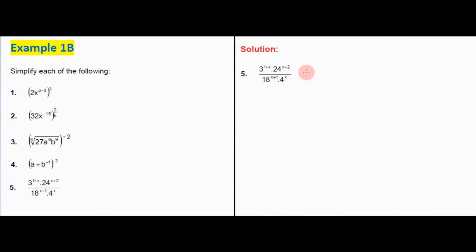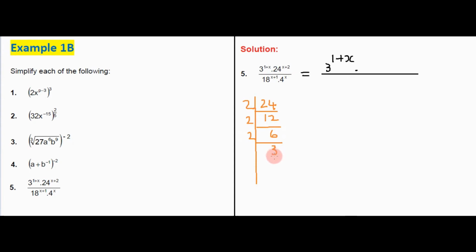Let's look at the last expression here. So we have 3 to the 1 plus x. And we're going to use prime factors for 24. So let's do that. The smallest number into 24 is 2. And it goes 12 times, into 12, 2, and it goes 6 times, into 6, 2, and it goes thrice, into 3, 3, and it goes once. So 24 we can write as 2 cubed times 3. So 2 cubed times 3, and this is all to the x plus 2.